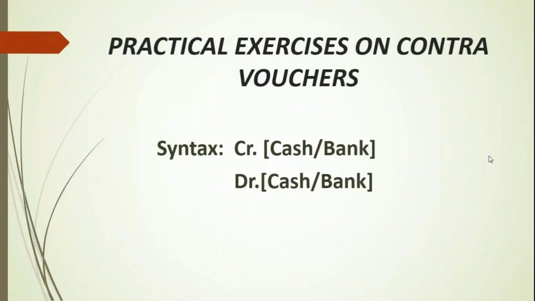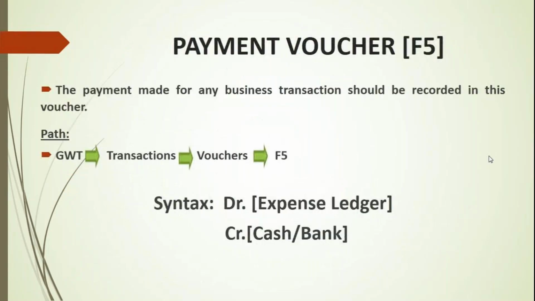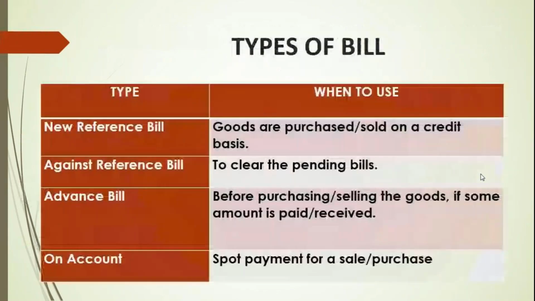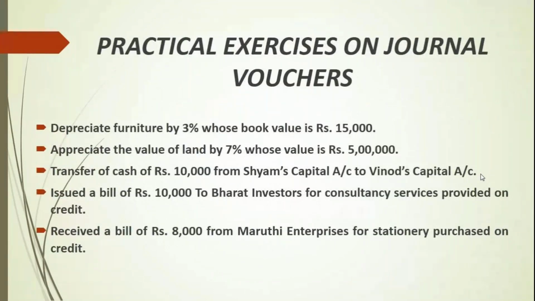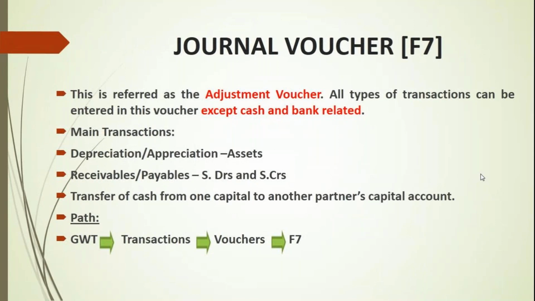if I come back to the contra voucher, what is the syntax here? It's credit cash or bank, debit cash or bank, correct? Only cash or bank related. If I come to the payment voucher, debit is the nature of expense ledger, while the credit aspect is the cash or bank, correct? If I talk about a receipt voucher, credit is the source of income ledger, debit is cash or bank. So in all the three vouchers, you have the cash and bank essence. But if I talk about a journal voucher, it is non-cash, non-bank entries.